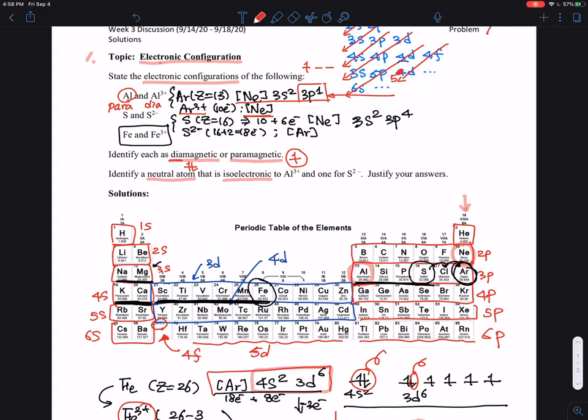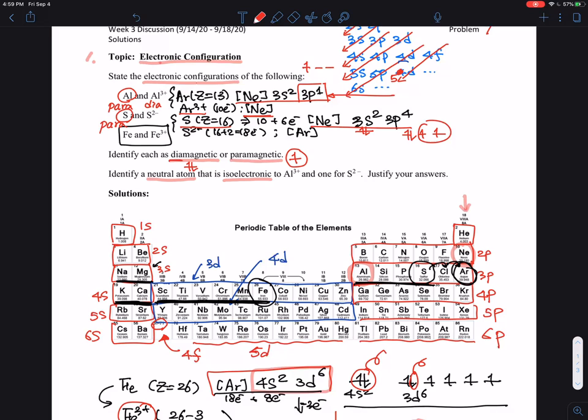Okay. What about the sulfur? Sulfur itself is neon plus this, and this part is all paired up. So that part itself is like a diamagnetic, but the p orbital has 3 orbitals, 1, 2, 3, and 4. Because 2 electrons are unpaired, this is a paramagnetic. Okay. And I'm going to circle it.